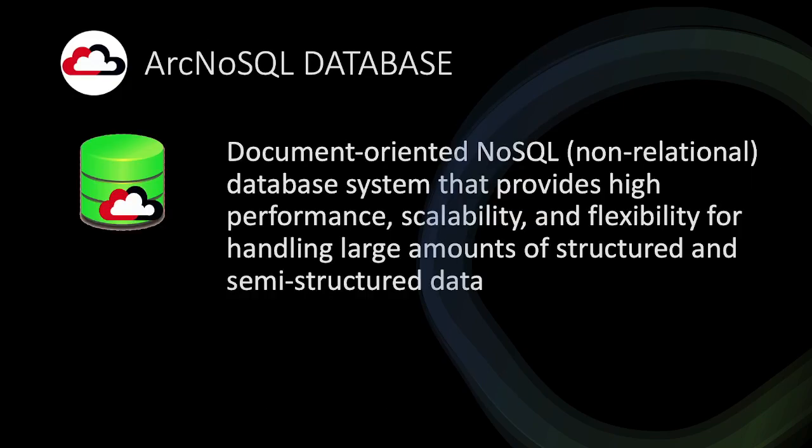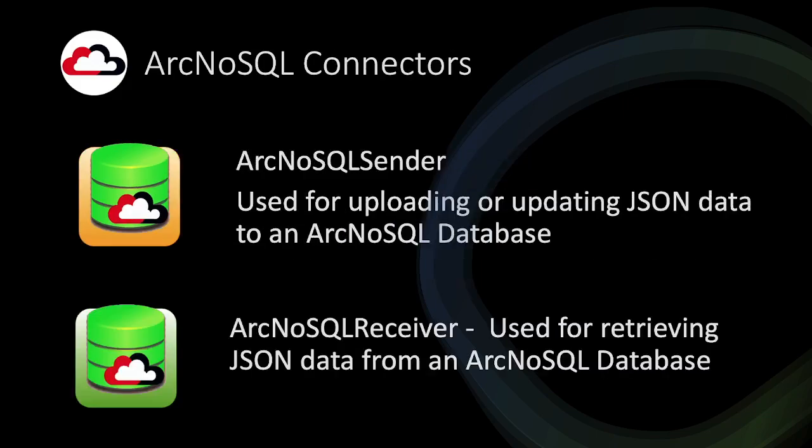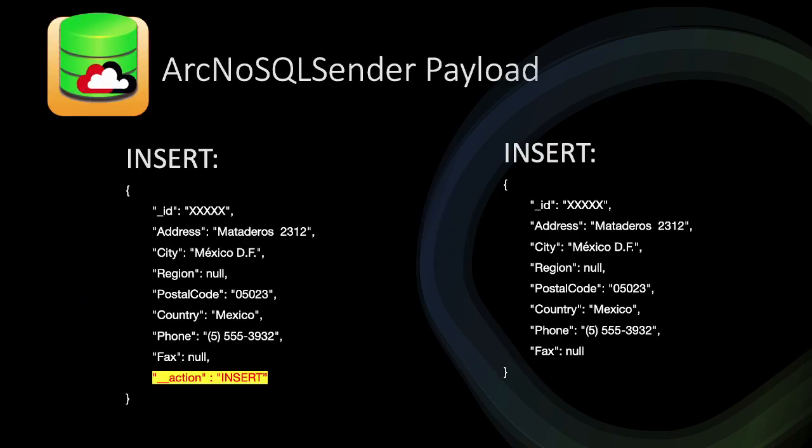ArcNoSQL database is a document-oriented NoSQL non-relational database system that provides high performance, scalability, and flexibility for handling large amounts of structured and semi-structured data. And we have two Arc NoSQL connectors. One is the Arc NoSQL sender, which is used for uploading or updating JSON data to an Arc NoSQL database. And we have the Arc NoSQL receiver, which is used for retrieving JSON data from an Arc NoSQL database.